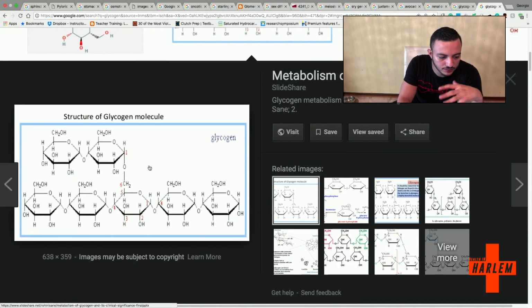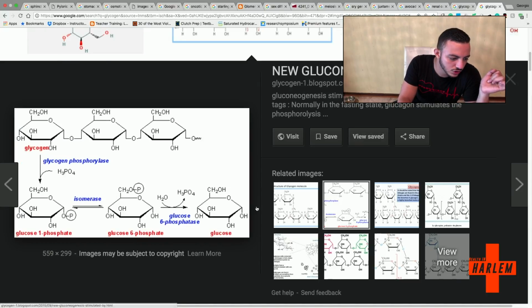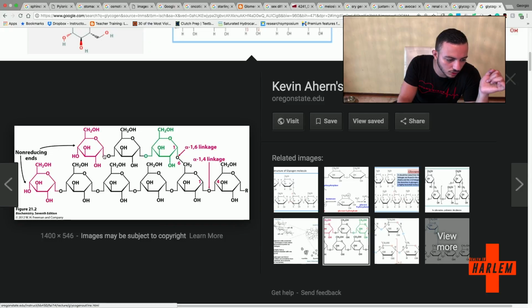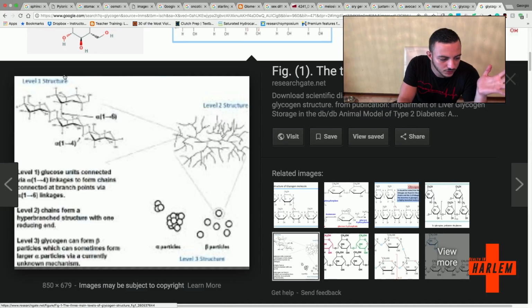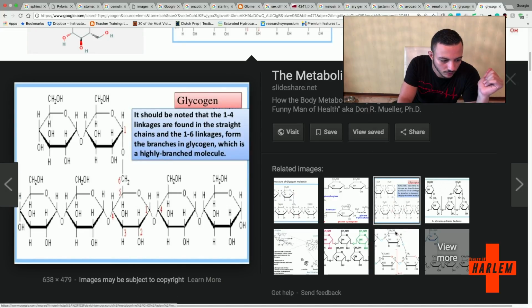So you have these 1,4 glucose bonds, and you have the 1,6 glucose bonds. And those numbers are just referring to the carbon number. So the alpha 1,6 linkages are the reason why you have branching, and the alpha 1,4 linkages are the reason why you have length of the branches. And in the end, you end up with this glycogen. There you go.